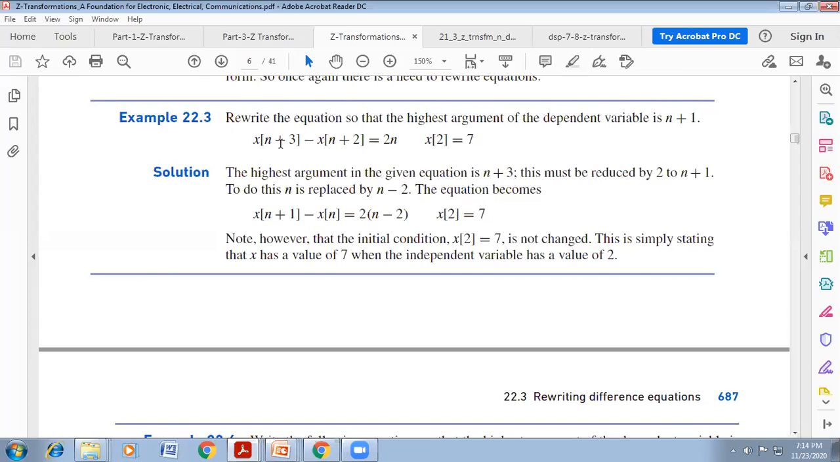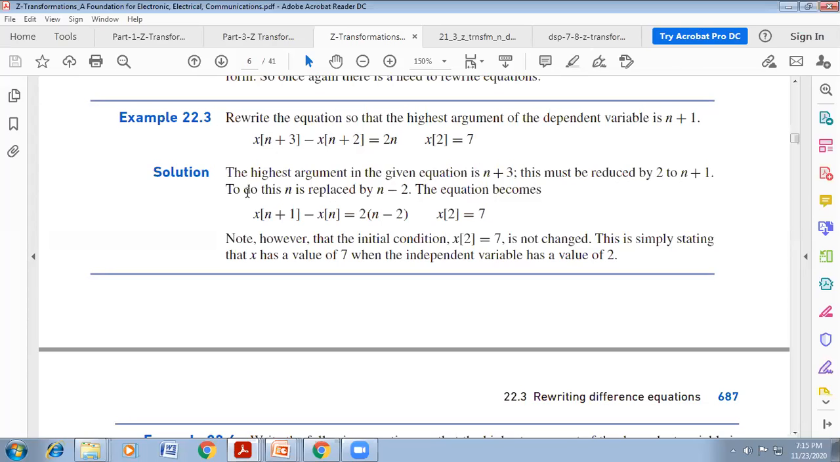This is the given difference equation, and this is the initial condition. For n equals 2, x equals 7. X is the dependent variable and n is the independent variable. The highest argument in the given equation is what? N plus 3, right? And this must be reduced to n plus 1.